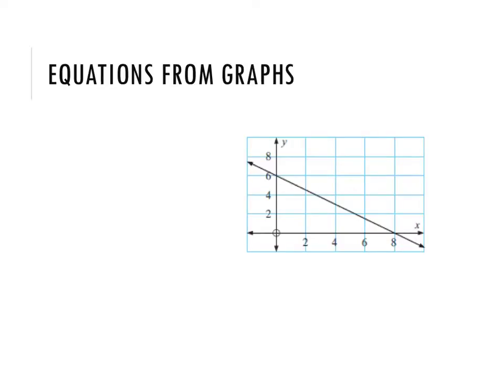Okay, the other skill we need to have is determining the equations from graphs. So here we've got the same graph as we had earlier on, and we need to work out what the equation of it is. So key components of our equation are going to be, if we look at it in terms of gradient form, so y equals mx plus c, we need to work out what our gradient is, and then we need to work out what our y-intercept is.